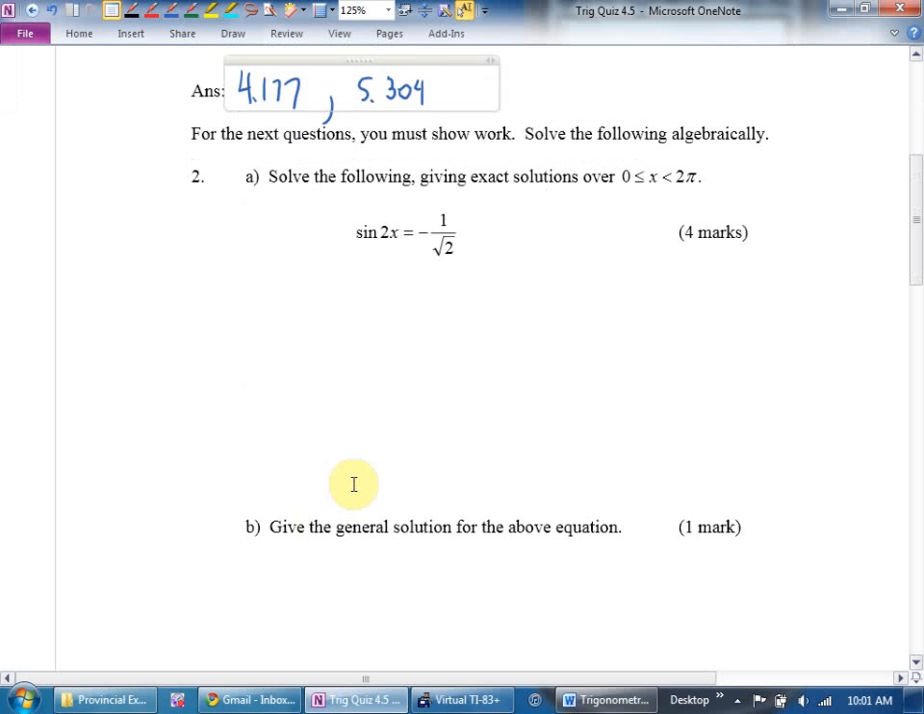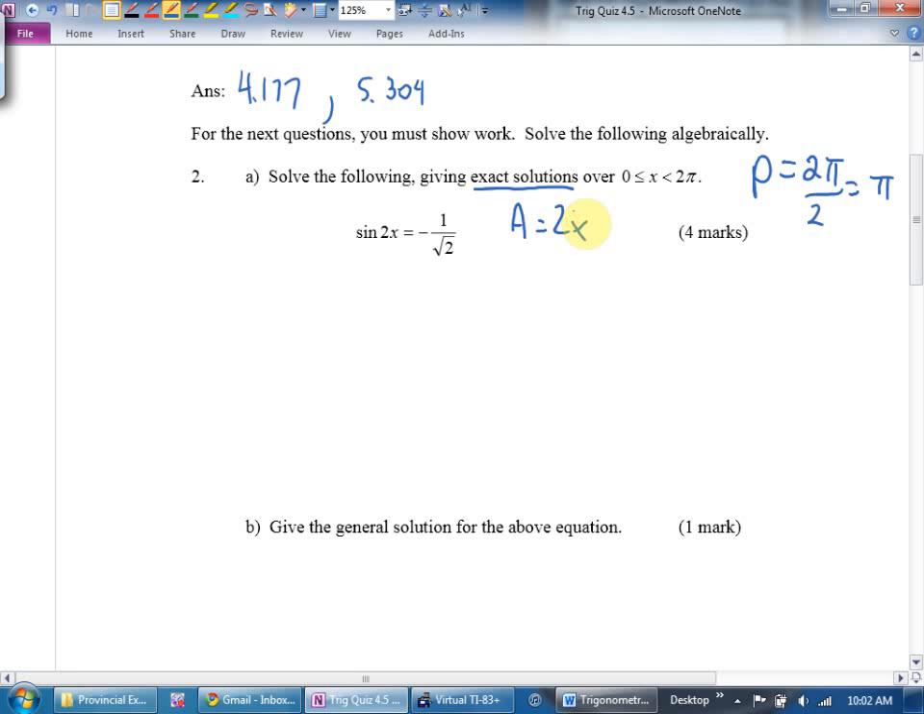Solve the following algebraically, and my trigger phrase, exact solutions, means probably special triangles, and there's a period change. I refuse to deal with a period change. Nuh-uh. I'm going to say this, though. The period is 2 pi over 2, or just plain old pi. But I'm going to let a equal 2x temporarily. I'm going to solve sine of a equals negative 1 over root 2.